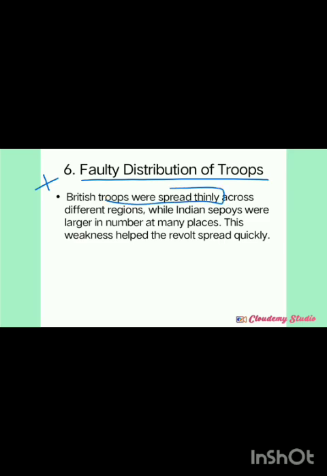British troops were spread thinly across different regions. Thinly across different regions means in India, some places like Delhi, Meerut and others were considered very important centers of Indian nationalism, correct? In all those specific areas, very few British soldiers were allotted. So Indian soldiers were larger in number in many different places, many important centers. So it has become one of the very important points. Why? Because this weakness helped the revolt to spread quickly.